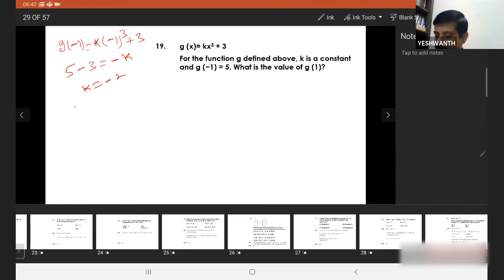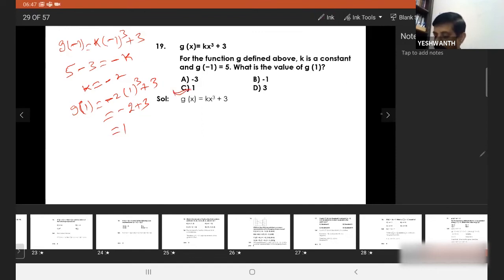So g of 1. g of 1 is what? k is -2 into 1 cube plus 3. -2 plus 3. So that is 1. So g of 1 is 1. Option C satisfies. Okay. Please note it fast, quick.